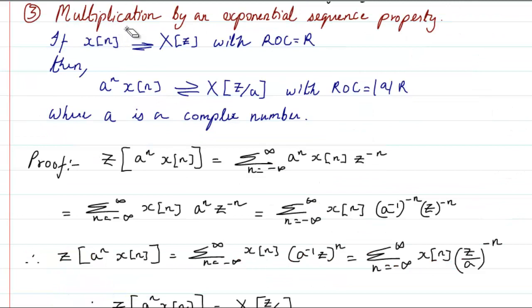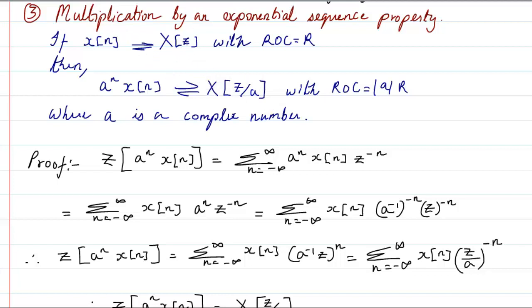Next is the multiplication by an exponential sequence property. That means if you have a function x of n whose X of z you know already, or have calculated, and you know the region of convergence also, then multiplying that x of n with a, where a is a complex number, a raised to power n, is as good as changing z to z by a on the z transform side. So you can directly get the z transform.